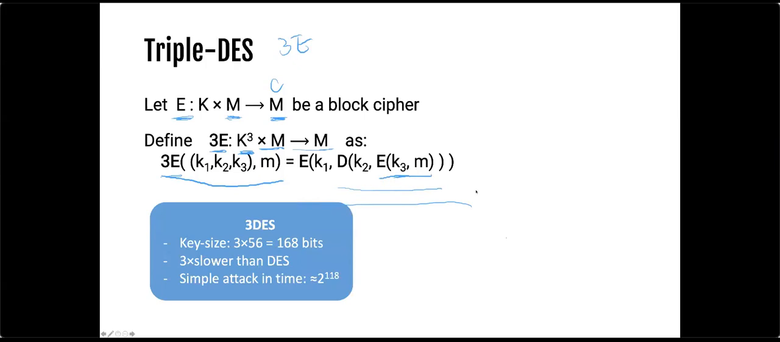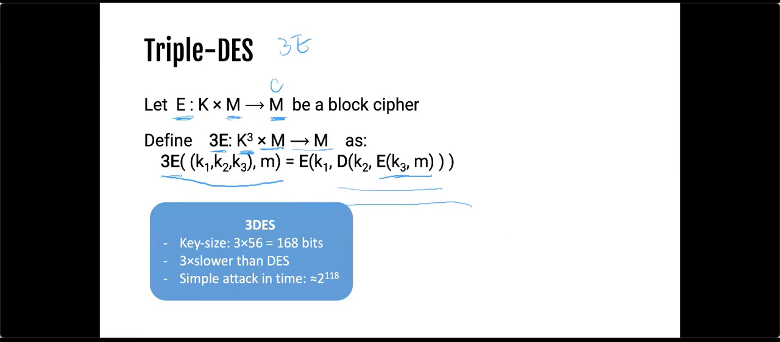Then for triple DES, the key size will be three keys, and each of them is 56 bits. So the total would be 168 bits. And the issue for triple DES is that it will be 3 times slower, because for every one encryption you're going to do encryption, decryption, and encryption. So you're going to do this 3 times, so it's going to be 3 times slower.